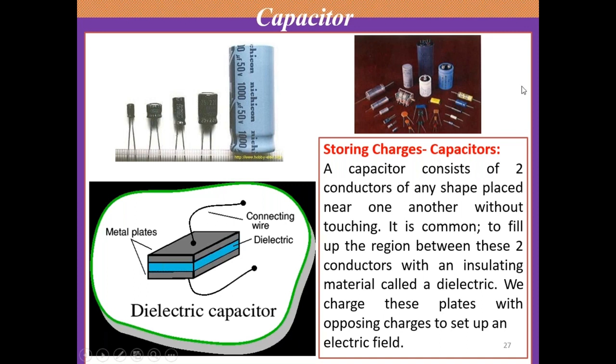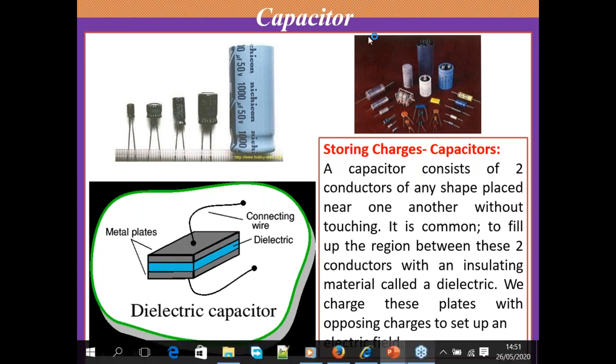A capacitor consists of two conductors of any shape placed near one another without touching. If you can see my screen, you see these two shapes, they are not touching each other. It's common to fill up the region between these two conductors with an insulating material. So this blue space you are seeing is a dielectric insulating material.